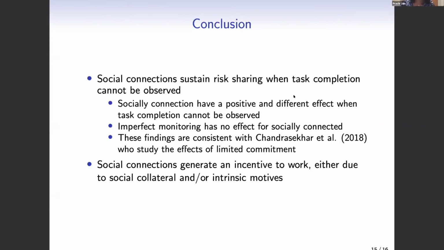And so what's quite striking is even though there are limitations to the design, as I'm sure we'll talk about, these findings are consistent with Chandrasekhar et al., who use a similar set of experiments, but in a very different context, to study limited commitment. They also similarly find that in some sense, social connections make the market imperfection irrelevant. And then I think a little bit carefully about what is going on, and I say, look, it seems to be a combination of social collateral and intrinsic motives, so I can't fully separate out the both. Okay, I'll end there. Thank you.